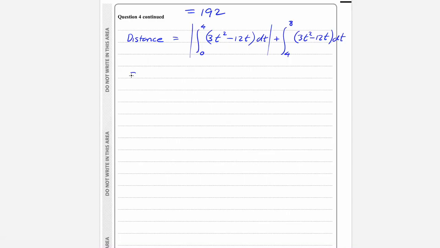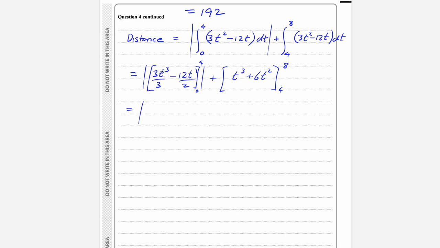So let's do this. So it's the integral of this. So it's 3t cubed over 3 minus 12t squared over 2, mod of this, because it's going from 0 to 4, then plus a similar thing here, 3t cubed over 3. Now that's just t cubed, guys. The 3 is cancelled, and that's 6t squared, and that goes from 4 to 8, and then sub this in.